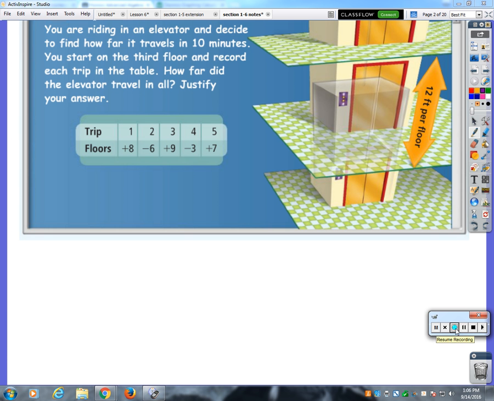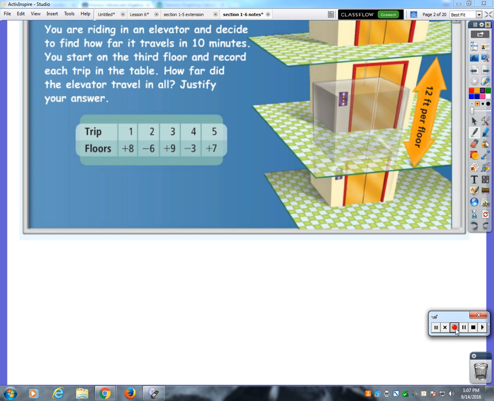Sam, what's the answer? 396 feet. How did you get that? I did 8 plus 6 plus 9. Time out. Why did you do plus 6? It's clearly a negative 6, because it went down 6. No. We're figuring out how far it went in all. So it doesn't matter whether it goes up or down, it's still a distance.